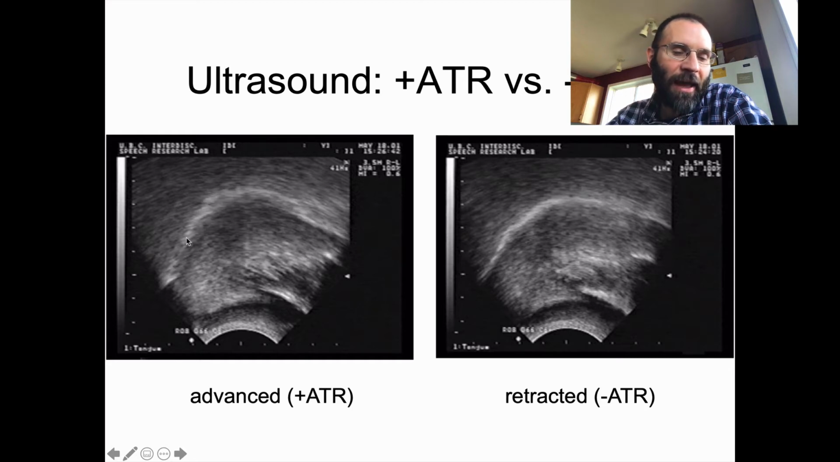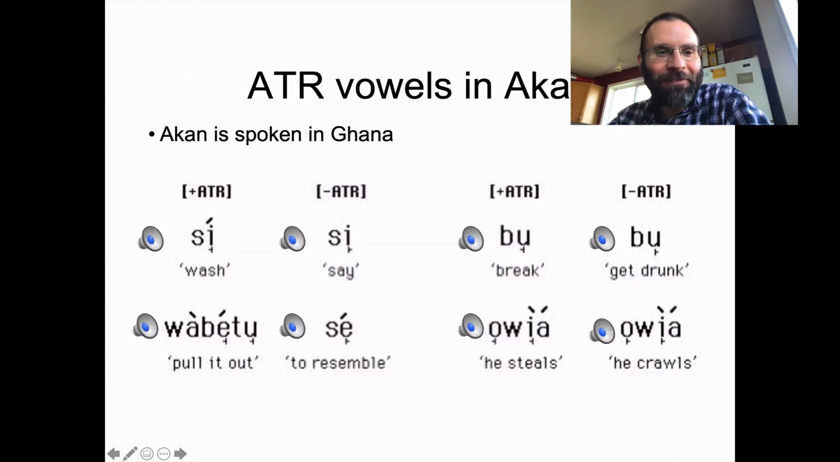And you can see that the back of the tongue moves a little bit forward here, and it's further back here in the retracted case. So this is plus ATR, and this is minus ATR. It's a feature in the distinctive feature system. Okay, so here we go.